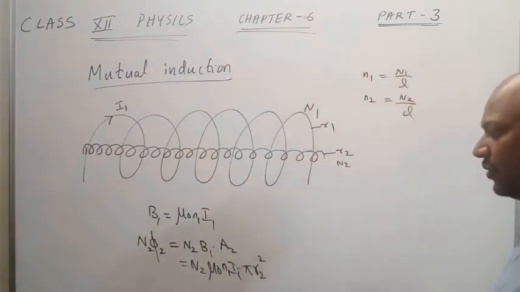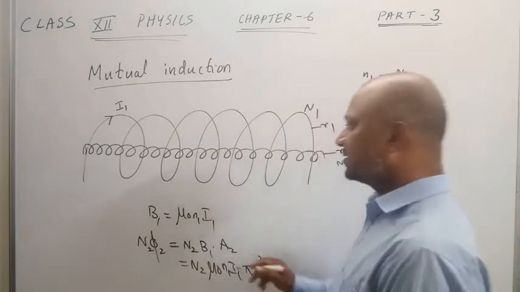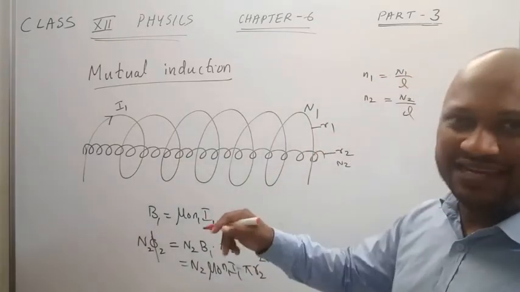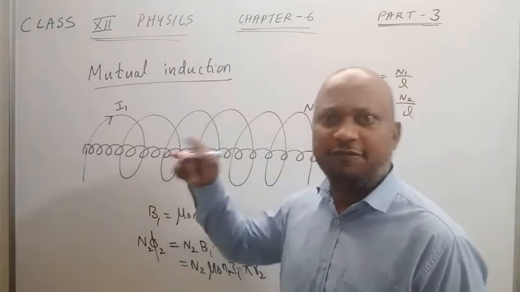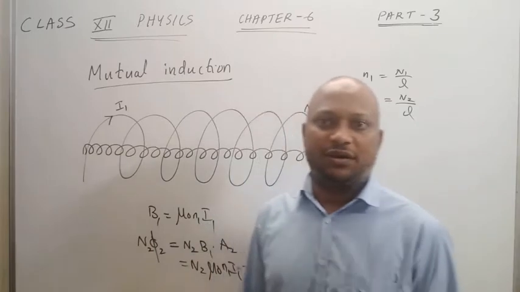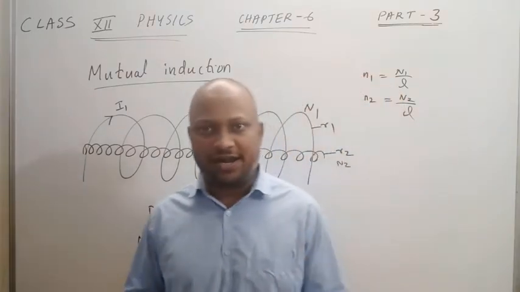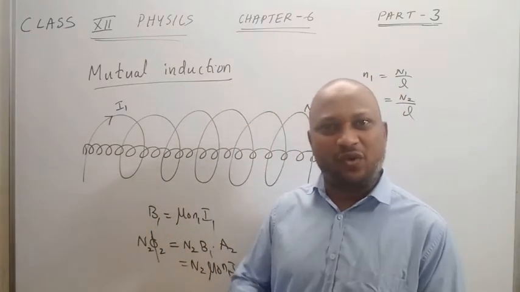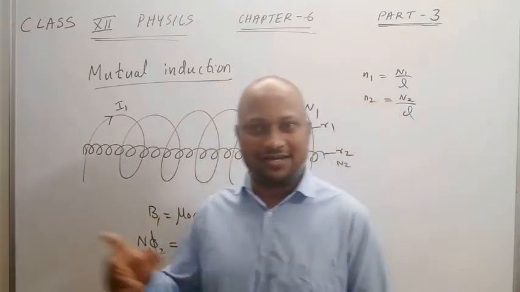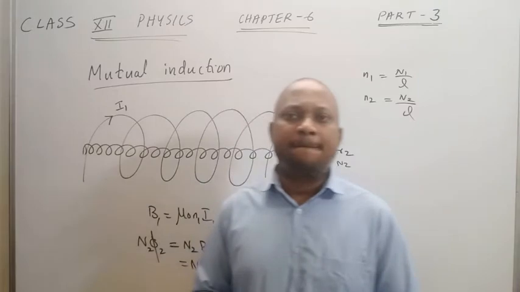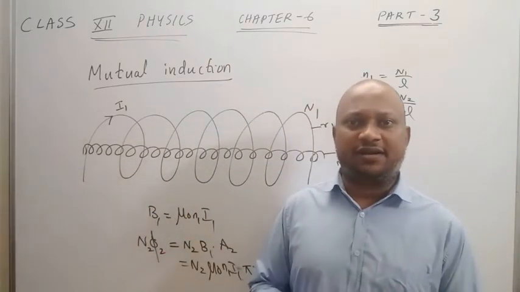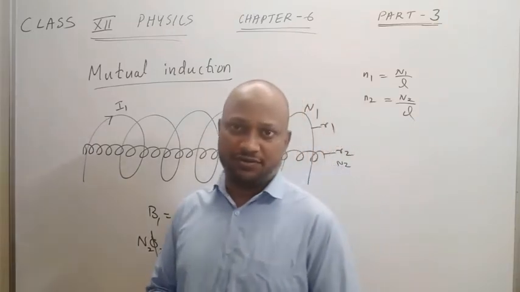That is the total flux passing through the second solenoid due to the current in the first solenoid. Here the current is flowing through the first conductor. There is no current in the second conductor, the second solenoid. But still, the magnetic field created passes through the second one also.